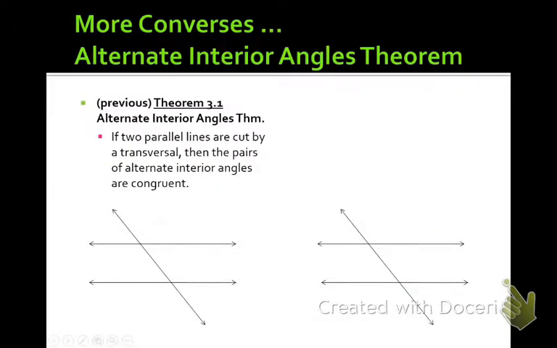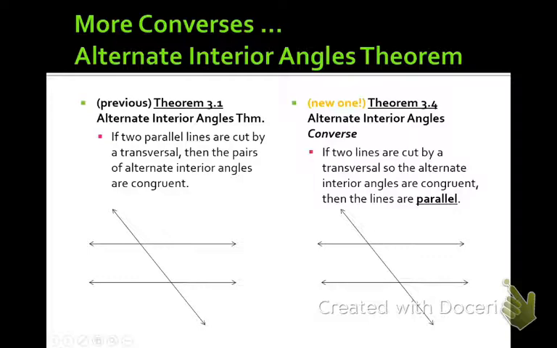The alternate interior angles theorem. The theorem says if the lines are parallel, the alternate interior angles are congruent. The converse says if the alternate interior angles are congruent, then the lines are parallel. So on the left, we have parallel first, and then we say the angles are congruent. On the converse, we have the angles are congruent, so we can say the lines are parallel.